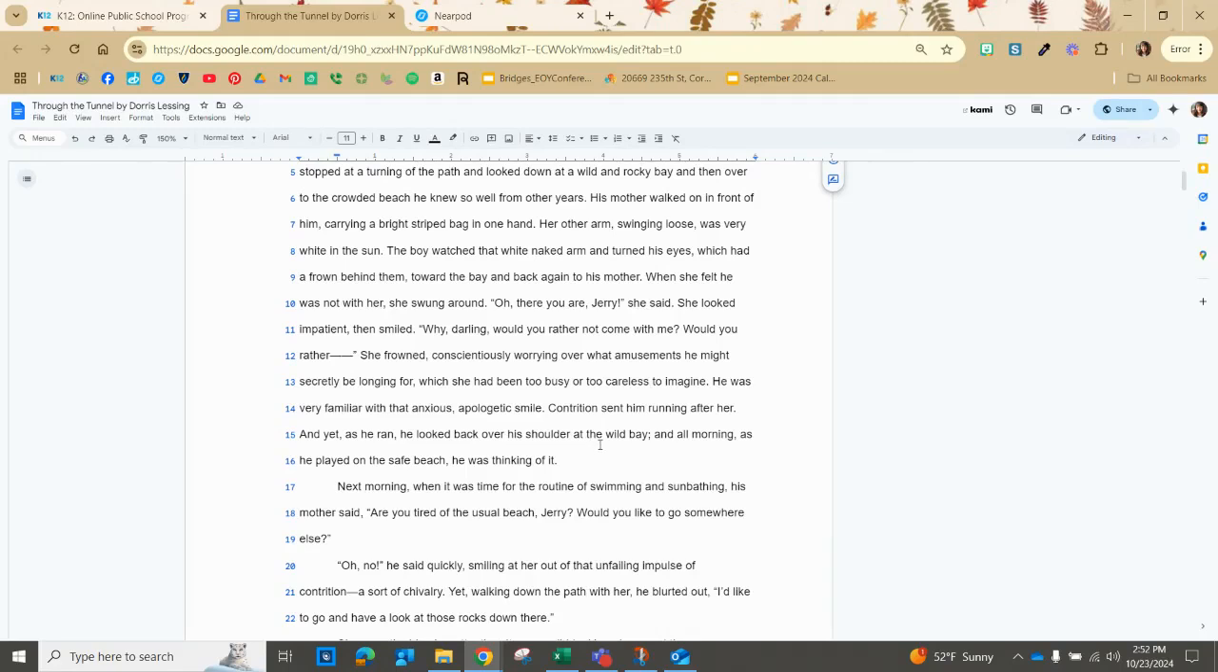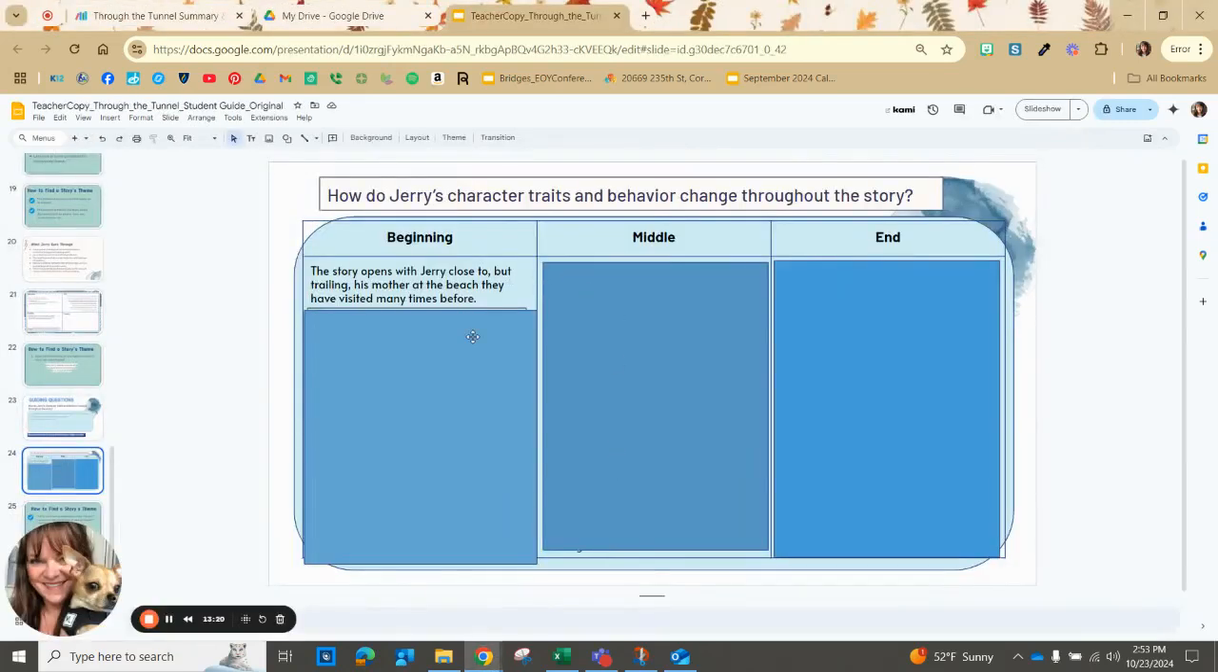So what I did is I took this line, "Contrition sent him running after her, and yet as he ran, he looked back over his shoulder at the wild bay." There's that wild bay phrase coming up again. "And all morning, as he played on the safe beach, he was thinking of it." So I took that and I put it onto my table here.